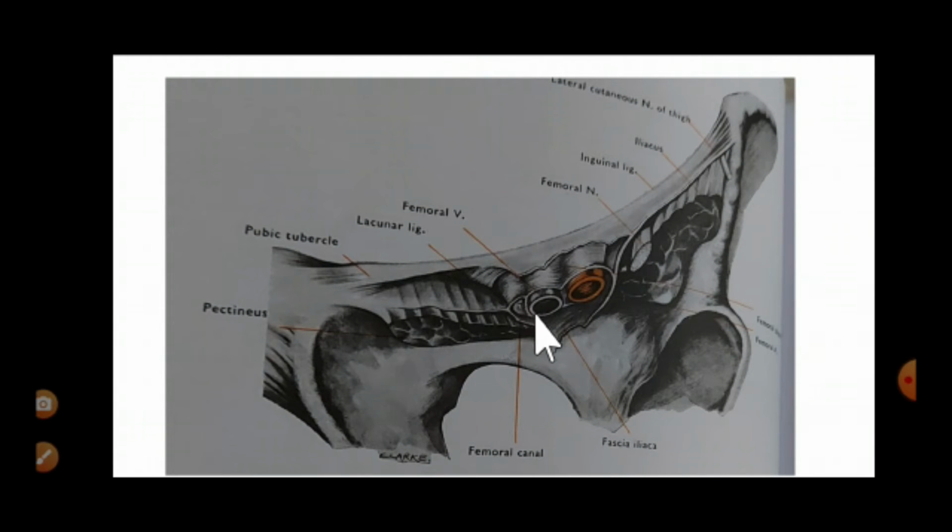Here we have the femoral vein, that is in the intermediate compartment, and the medial most compartment is the femoral canal. This will have just some amount of fatty tissue and a small lymph node, deep inguinal lymph node, and lymph vessels. So this is almost an empty space into which the femoral vein can expand. So this space is called the femoral canal. It is the medial most compartment in the femoral sheath.